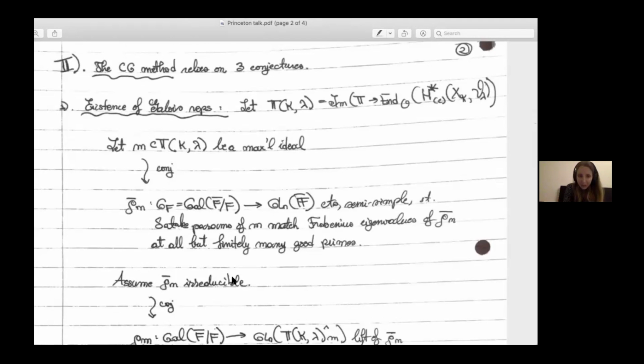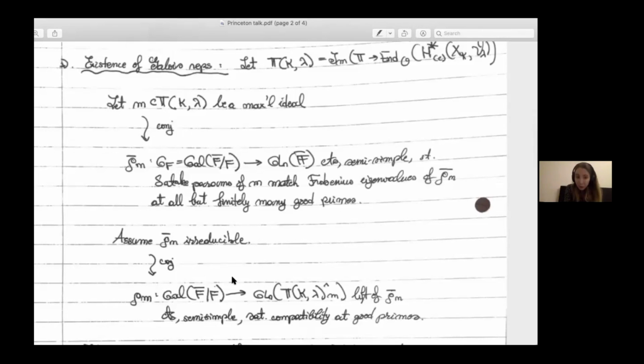Maybe it's just terminology, but people say M is non-Eisenstein. Then you expect even more, not just that you have a residual representation, but in fact that you have a lift of this residual representation to some representation that really sees the entire completion of the Hecke algebra at this maximal ideal. So it's not just the residual representation, but really a whole family of Galois representations that are associated to everything that you see on the automorphic side.